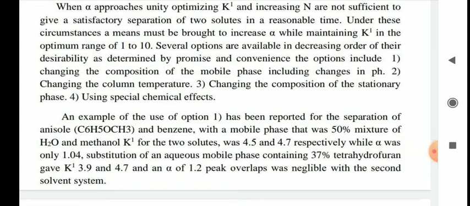Now the example given is of anisole and benzene. Anisole and benzene, if they were separated on a 50% mixture of water and methanol, the k dash value for them were 4.5 and 4.7, and alpha value of 1.04, which is not very good.